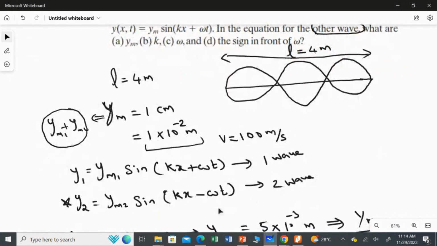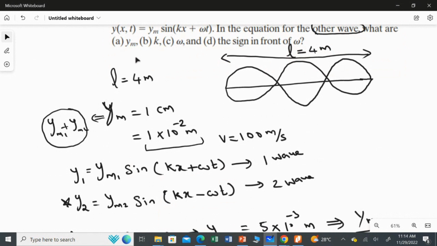The answer for the fourth question, we already give the equation. So the sign in front of this omega is negative because the first equation has a positive sign. That is for the first wave. For the second wave, it's a negative sign. Am I right? Because in front of this omega, we have to put negative. So that is our theory question.